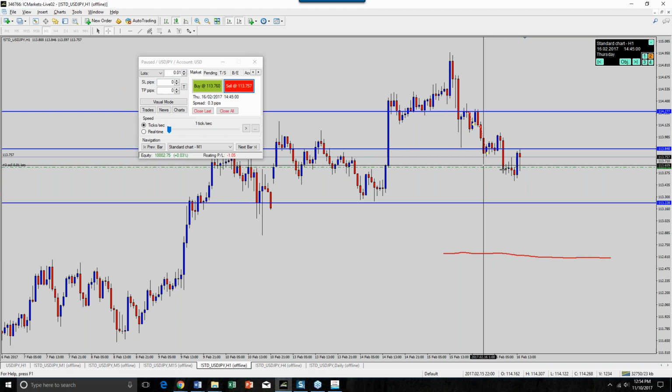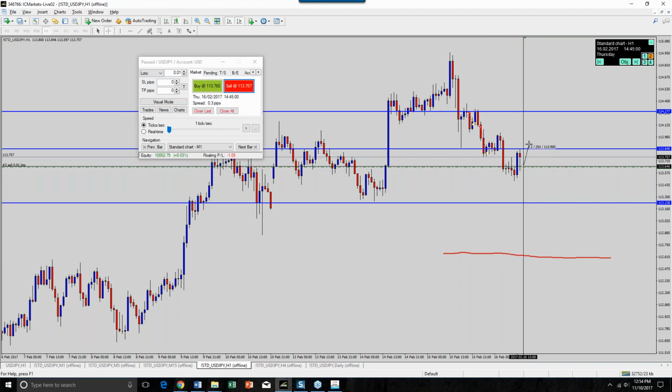Okay, give me a second. Let me just do this. So we did this. So 28 pips is right over there. Okay, so 28 pips. Let's go.